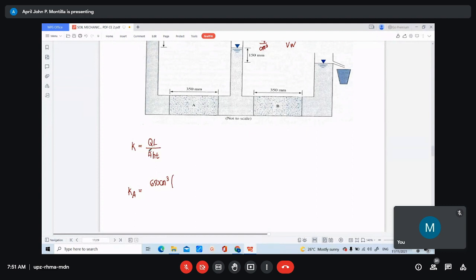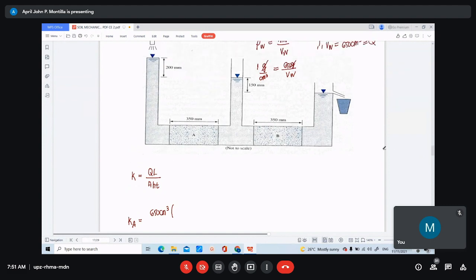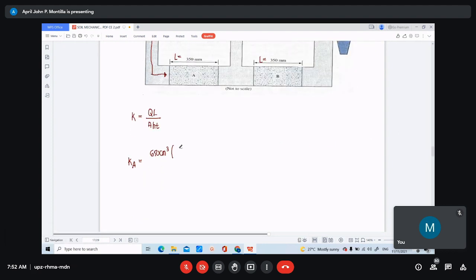Multiplied by L, which is the length of the flow. Ano sabi natin kay length of flow? It should be parallel to the direction of the flow. Paano ba mag-flow? From this point, mababa, and then papasok siya ng ganyan kay soil A. So ano yung distance kay soil A na parallel sa direction na to? That is 350 mm, di ba? Yung 350 mm kay B, yun din yung length of flow dahil parallel yan sa direction ng flow natin. So, multiply it by 350 millimeters, divided by cross-sectional area of the soil.